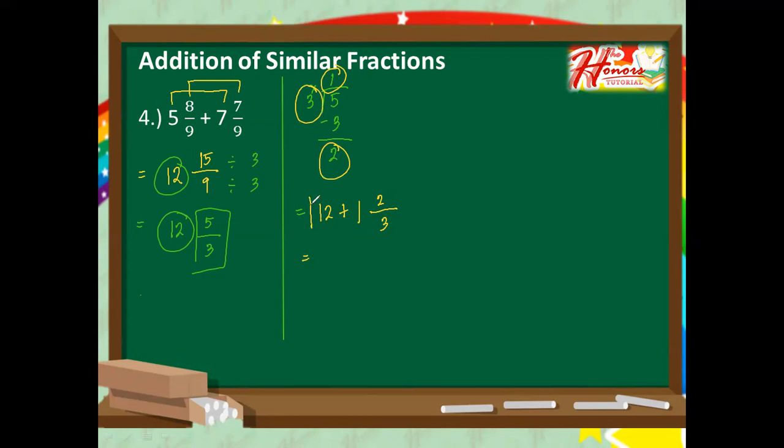So what I want you to do is to add the whole numbers only. 12 plus 1, that's 13. And then copy the fraction part, which is 2 over 3. So the final answer is 13 and 2 over 3. We cannot simplify 2 over 3 anymore because it is a proper fraction already. And there's no number that can divide 2 over 3 at the same time without remainder. Next, number 5.